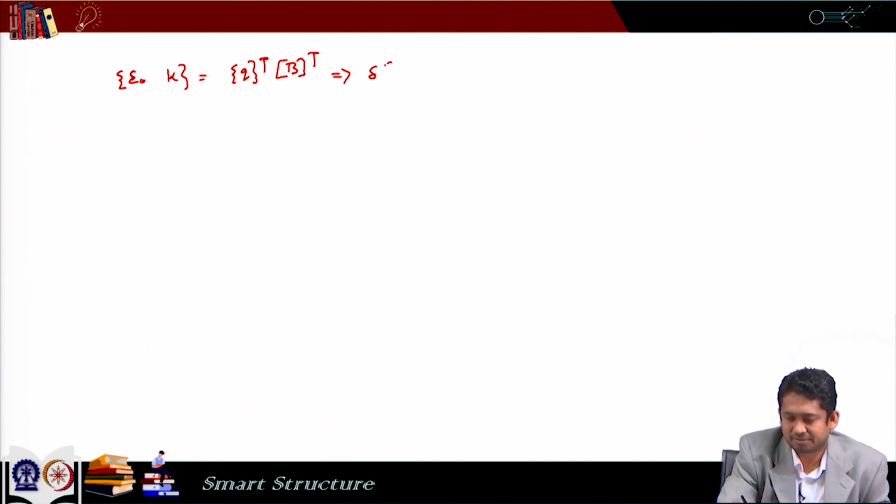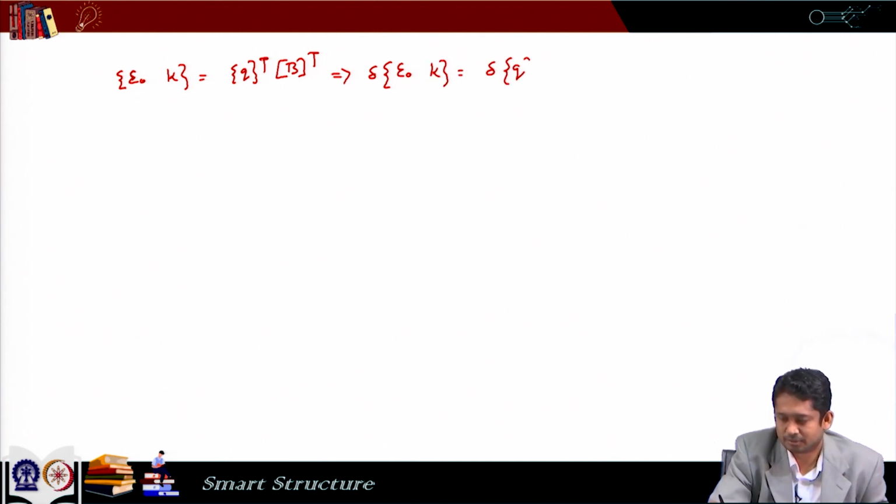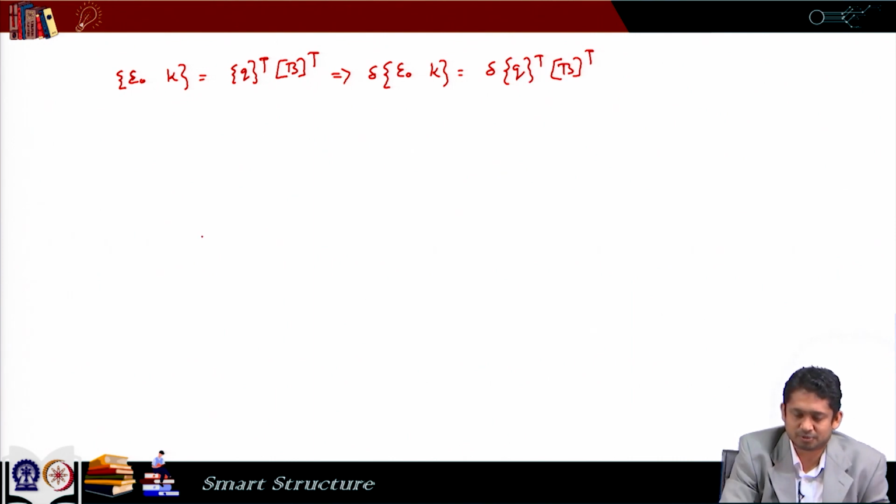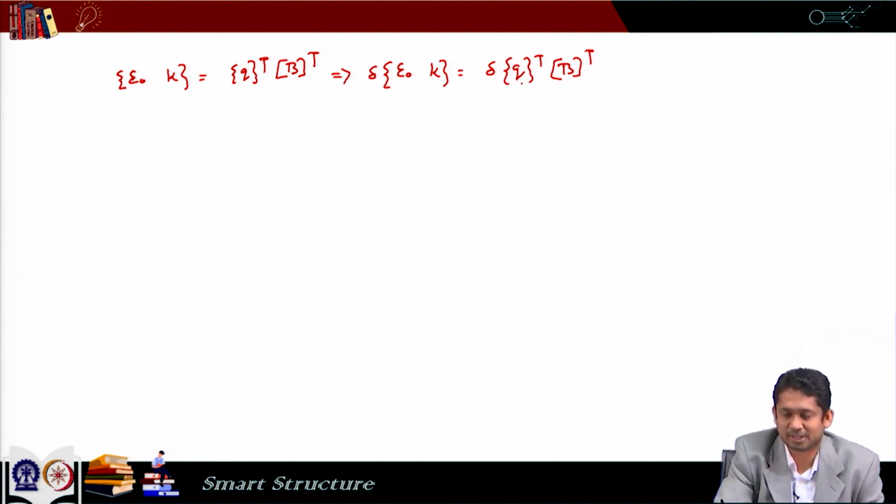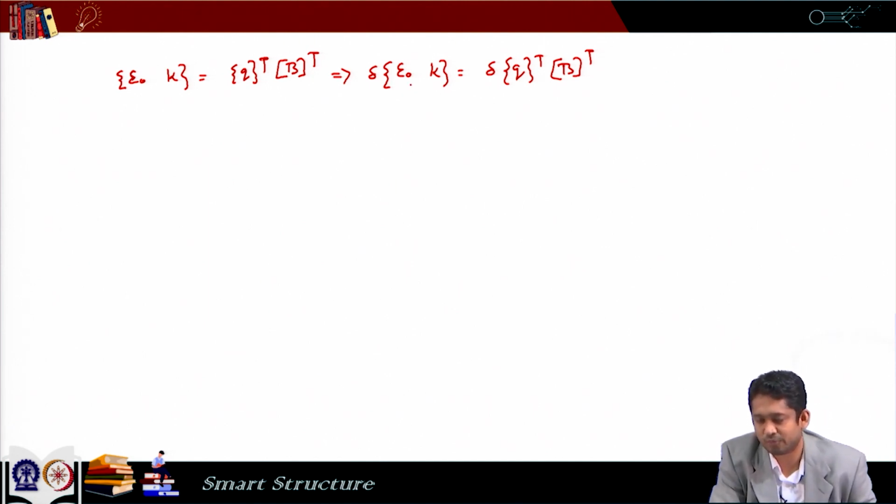And if I take variation of this epsilon 0 and kappa, then it will become variation of Q transpose multiplied by B transpose, because B matrix consists of the derivatives of Q's. So, it cannot be varied, whereas these Q's are unknown to me, they can be varied. So, variation of B is not possible, but variation of Q is possible. So, the variation of this row vector epsilon 0 kappa is just this.